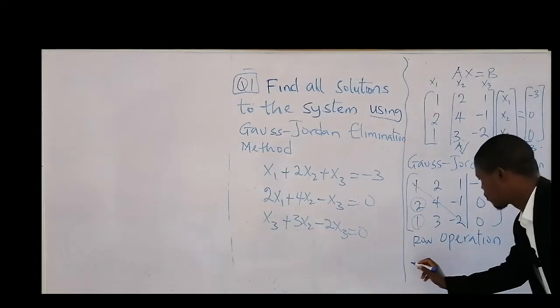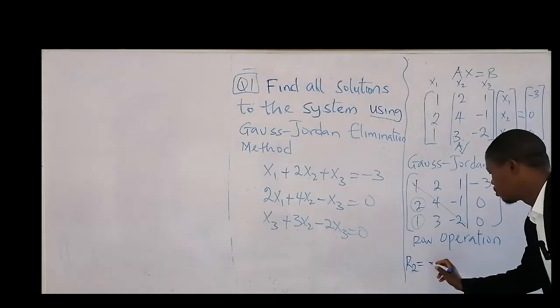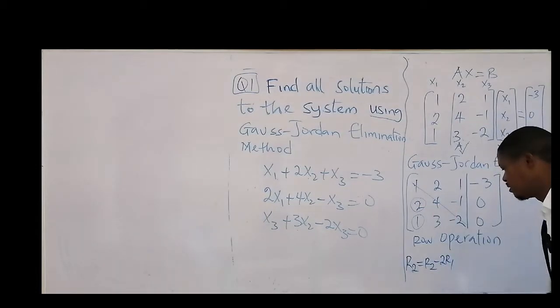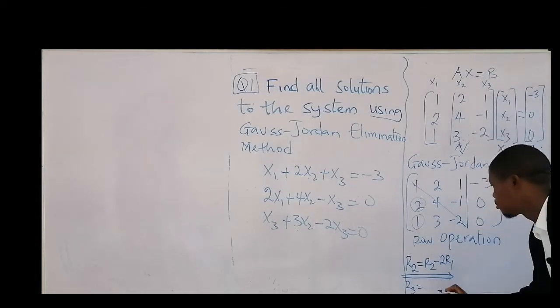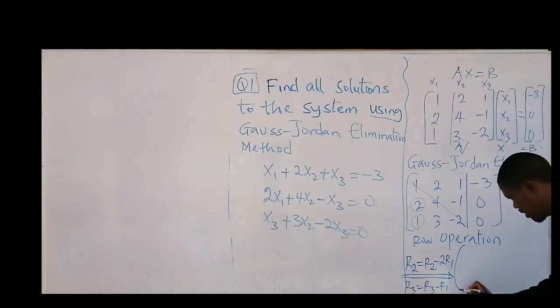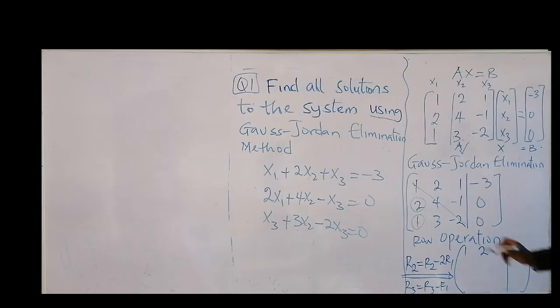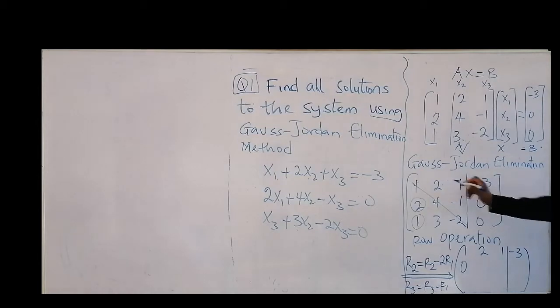So I can say row 2 is equal to row 2 minus 2 times row 1. Row 3 is equal to row 3 minus row 1. In that case, my first row is the reference point. So this one minus this, that's 0. This one is 4 minus 2 times 2, that's 0. And this one is also 0.